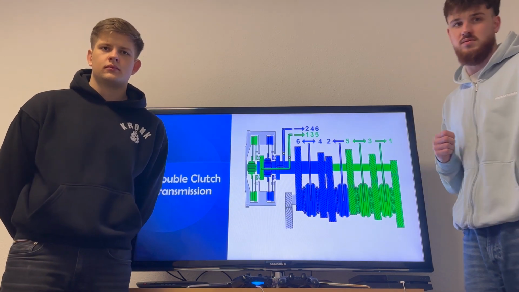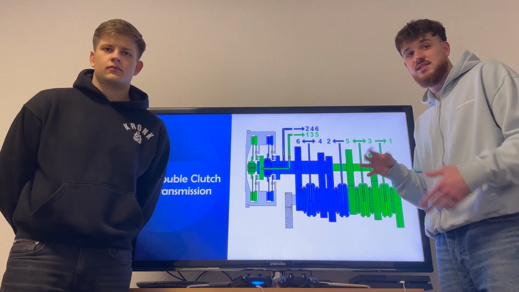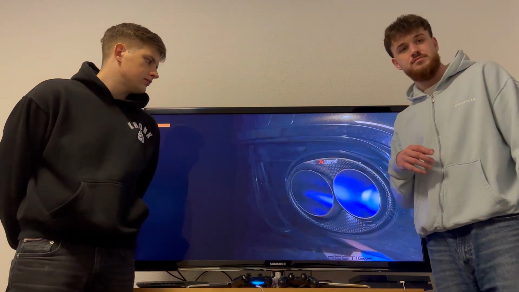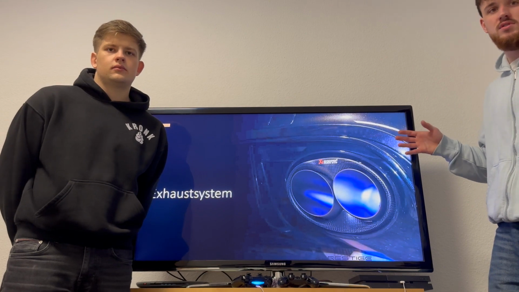So the third gear will be selected. You have in every case the next gear you want selected. This is controlled by a mechatronic module. So now on to the exhaust system.